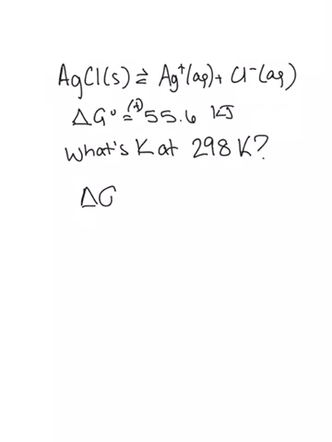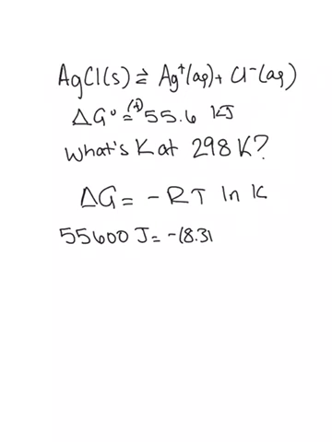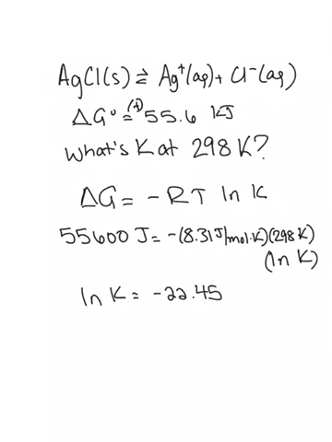So let's look at my delta G equals minus RT ln K. And like I was mentioning before, it's very important to make sure that you convert your delta G into joules so that you can use this properly. The R that you want is the 8.31 joules per mole Kelvin. The temperature is 298 Kelvin. And ln K, a number that I don't know yet. And then I can just continue solving. When I do my math then, ln K would be negative 22.45.